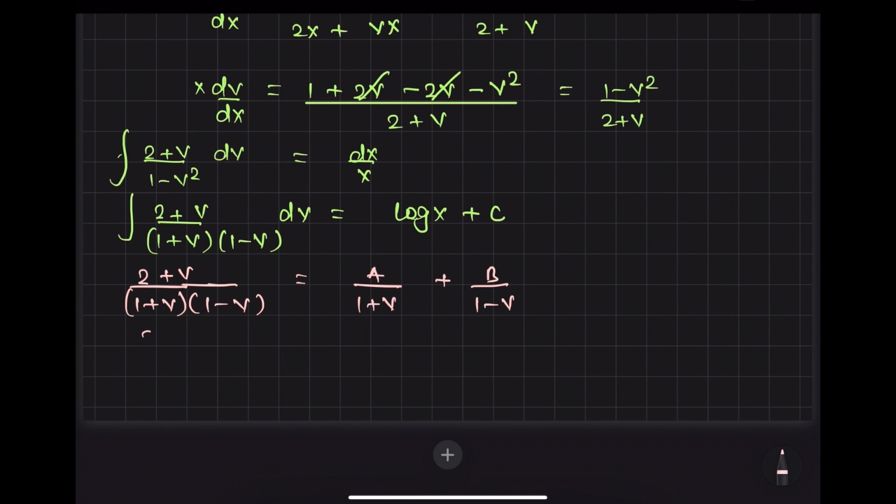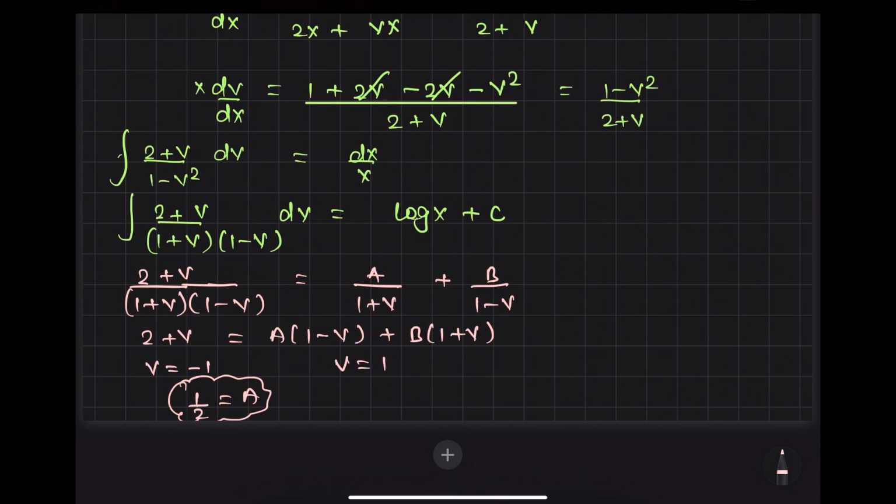You can write this thing as 2 plus v is equal to a times 1 minus v plus b times 1 plus v. Okay, now suppose that I want to find out value of a. So for a I will take v as minus 1. So suppose v is minus 1, so we will have 2 minus 1 as 1 and then minus of, so it is 2. So value of a is 1 by 2. Now for b we will take v as 1, so it is 3 by 2. So b is 3 by 2.